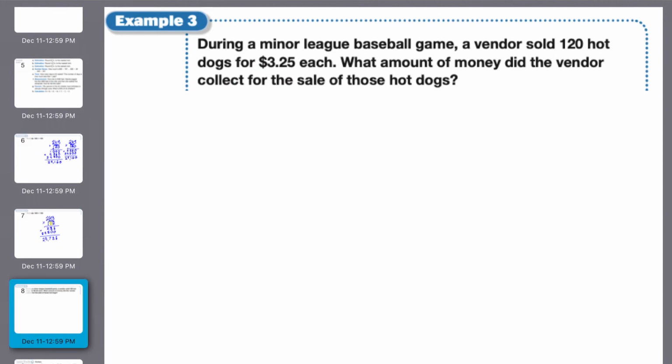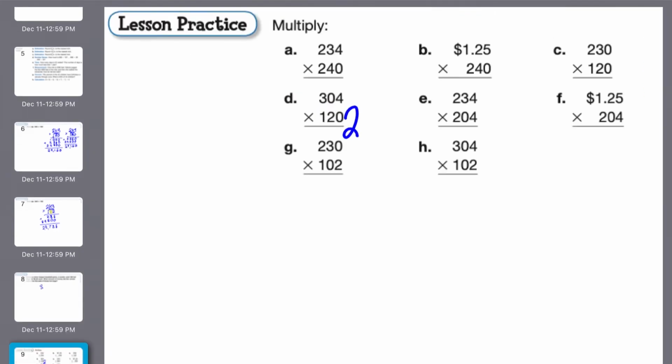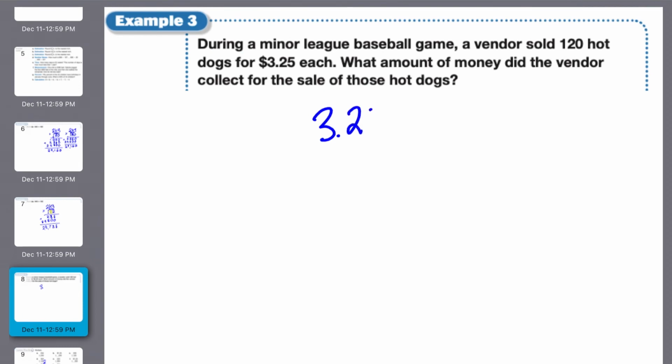One more example here. During a minor league baseball game, a vendor sold 120 hot dogs for $3.25 each. What amount of money did the vendor collect for the sale of those hot dogs? So you have $3.25 times 120.